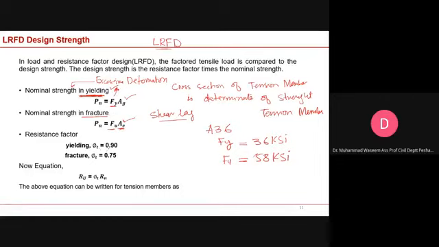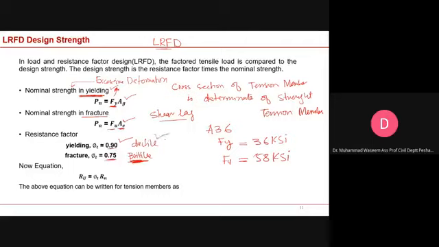Since we are talking about the LRFD approach, the strength reduction factors we are going to use are phi equal to 0.9 for excessive deformation, and for fracture we are going to use 0.75. So we are reducing the fracture strength more because this is of a more serious nature. This is brittle failure and this is ductile failure. So this is reduced more.